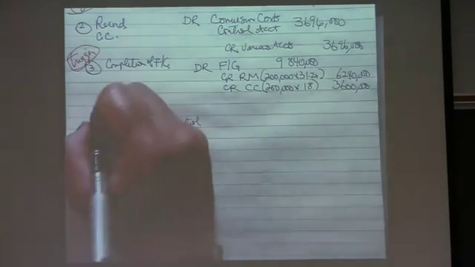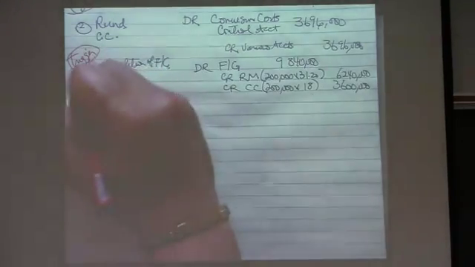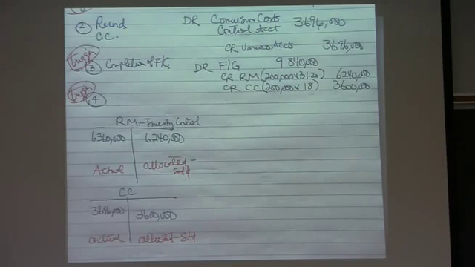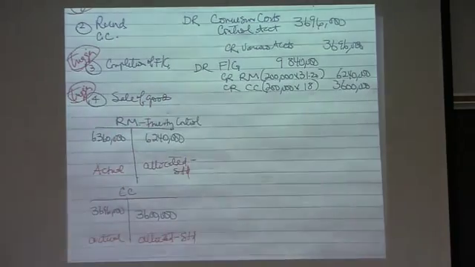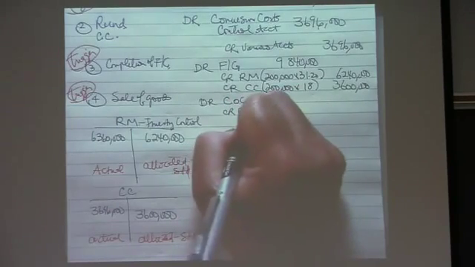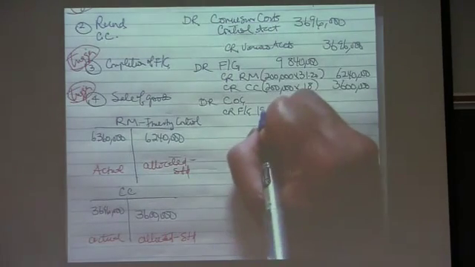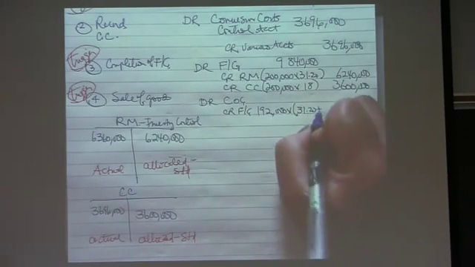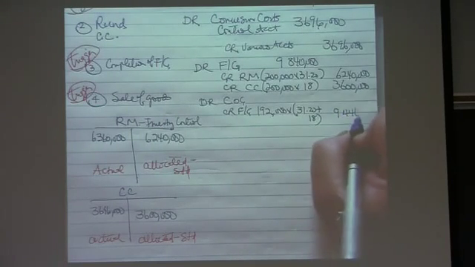And the fourth entry is another trigger, which is the sale of goods. And that sale of goods is going to be debit cost of goods sold, credit finished goods. How many did we actually sell? We sold 192 units. So 192 times 3120 plus 18. That's 9,446,400.